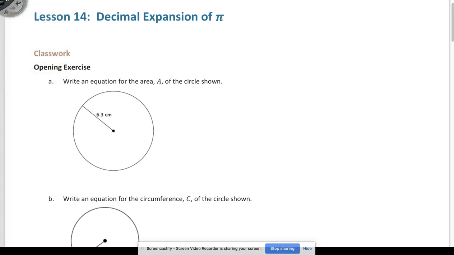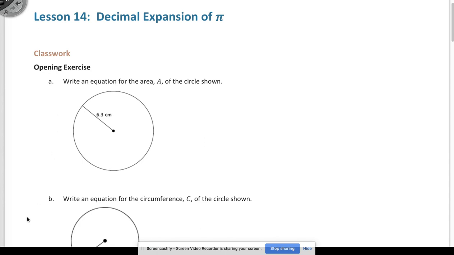All right, this is Module 7, Lesson 14 for 8th grade. Okay, this is the last lesson for Topic B. So we are talking a little bit here about pi. So we're going to start to get into dealing with pi.